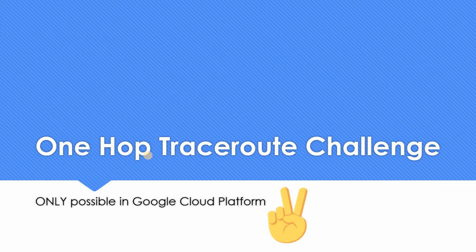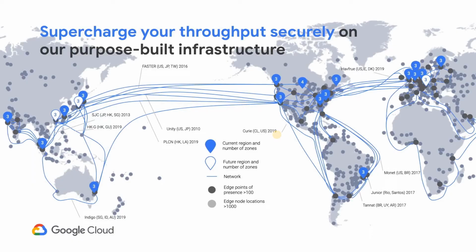If you look into the documentation of traceroute, one hop actually means one single network. This is something only possible in Google Cloud Platform. When it comes to the public cloud, it's only possible with GCP. The only reason why it is possible is that their VPC is global in nature. We have seen this slide many times in many Google presentations, and I have also talked about it in bits and pieces in various videos.